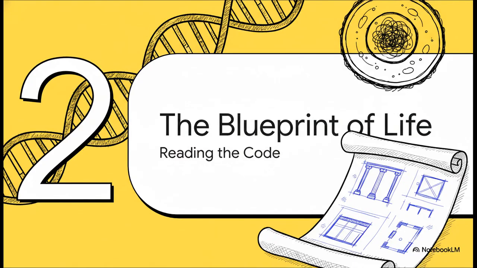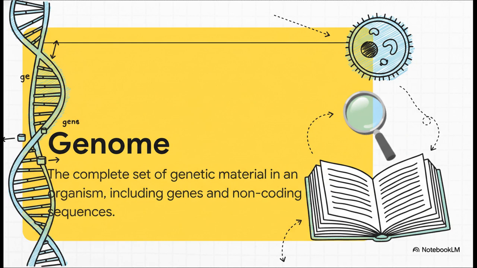So let's zoom in on that code. You can think of any living thing really as a super complex building. Well, its genetic material is the master blueprint that has every single instruction needed to build it. This blueprint has a name. It's called the genome. It's the entire library of genetic instructions for that organism, containing every single gene it needs to build and operate itself.